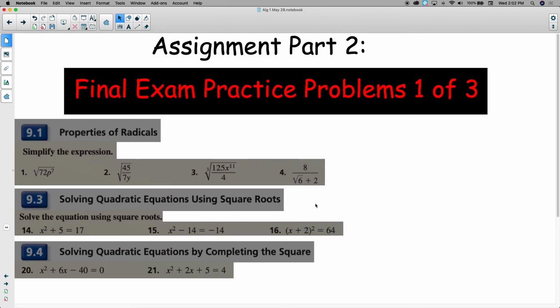All right, so here are the opening practice problems for the final exam. This is the first of 3 sets. Of course, this is also the assignment for part 2 of Remote Learning 20. There are 4 problems involving section 9.1. There are 3 problems involving section 9.3. And then I'd like you to complete the square on these 2 problems. That's 9.4.